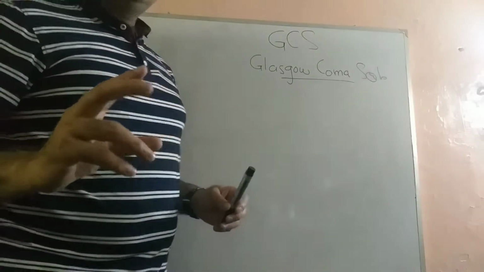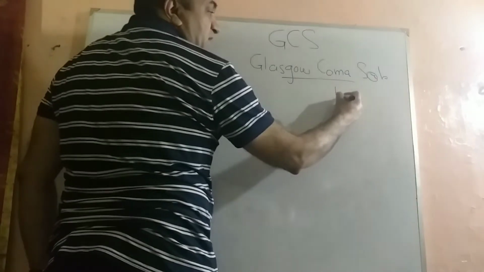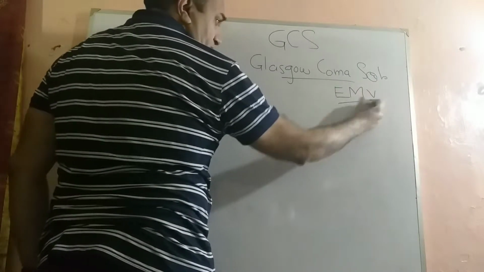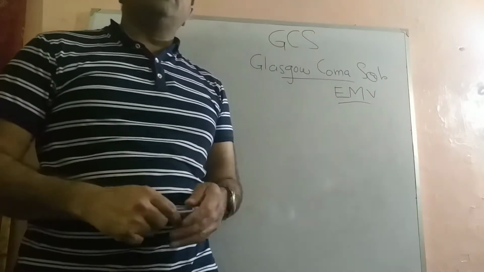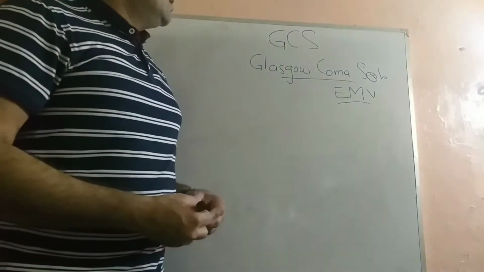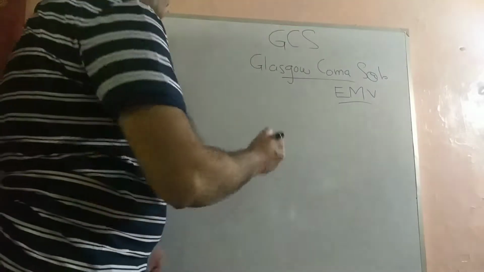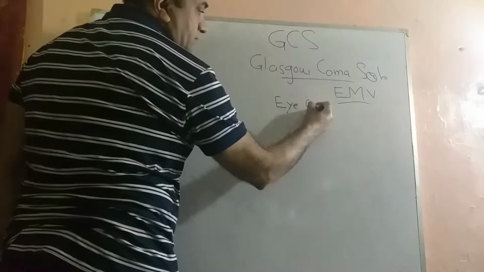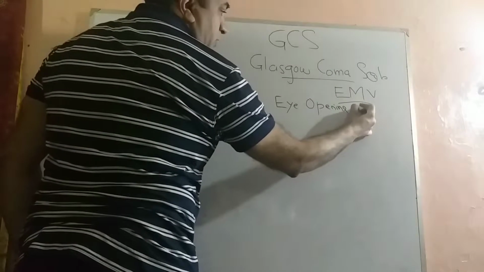There are three components of the Glasgow Coma Scale, and these are very famously written as E, M, V. Here, E stands for the eye-opening response, M is for the movement response, and V is for the verbal response. Now, let's take them one by one. First, we talk about the eye-opening response.